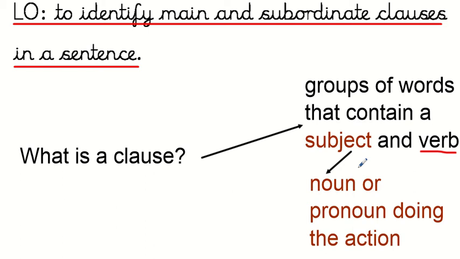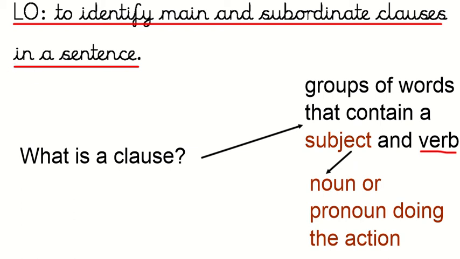Now a subject is a noun or a pronoun. They're usually doing the action. Can you remember what a noun and a pronoun is? That's right, so a noun is a person, place or an object. And a pronoun is a word that replaces a name. For example, he or she. So again, what is a clause? A clause is a group of words that contain both a subject and a verb.